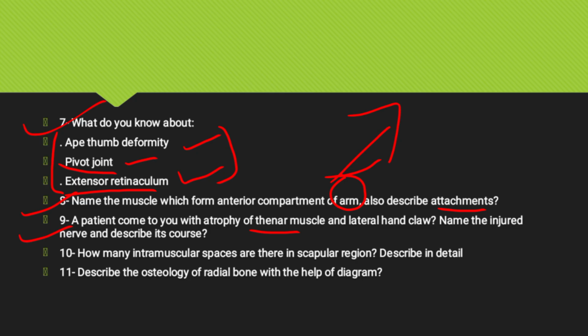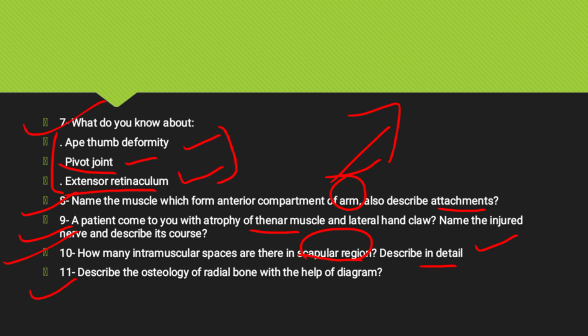The next question is the 10th question. How many intermuscular spaces are there in the scapular region? There are intermuscular spaces in the scapular region, that is the quadrangular space, and so on, in the upper limb. Read from the thoracic region. This is the most important question in DPT first semester anatomy.